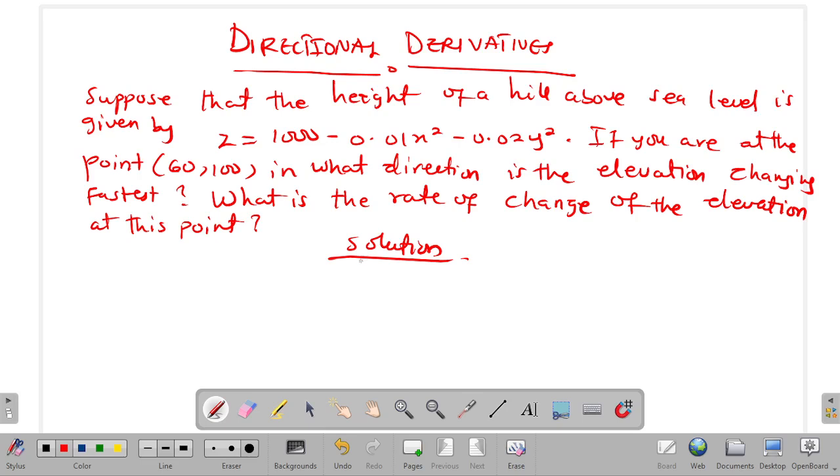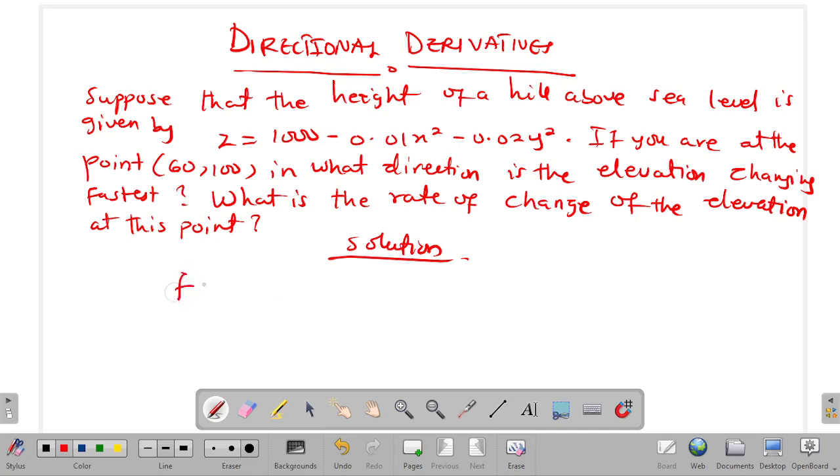We are interested in the gradient function, because the gradient function gives us the greatest rate of change. Whenever they give you directional derivatives, you're expected to use your gradient function at the point where you are standing, and that will give you the direction, the vector, in which your elevation will change fastest. Then the magnitude of your gradient function at that point will simply be the greatest change. Okay, so that's what I'm trying to say.